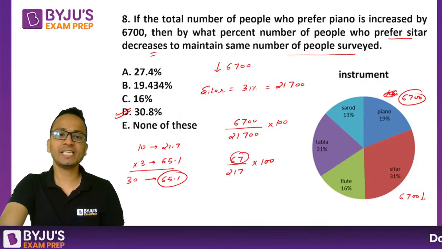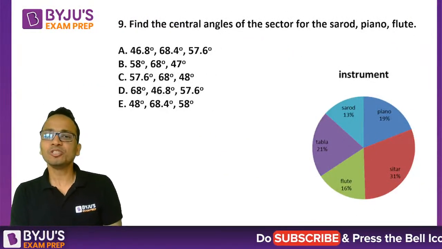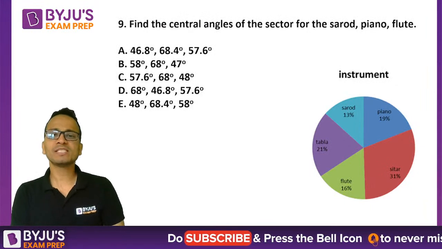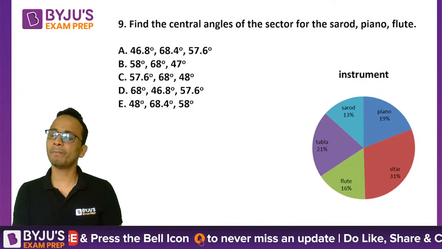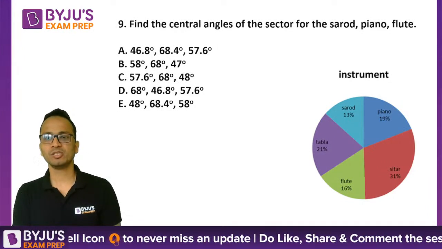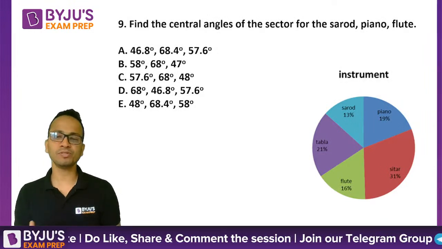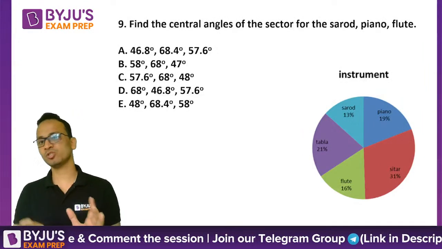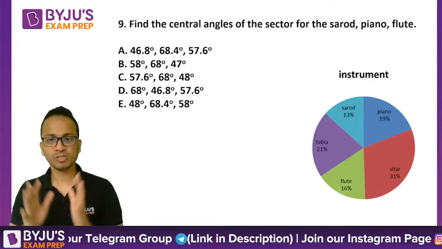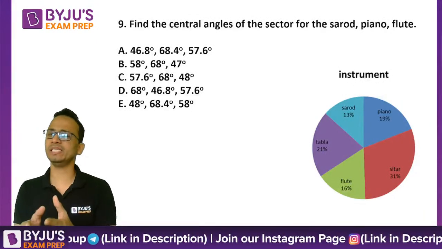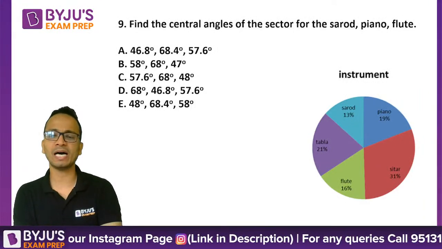ओके, चलिए नेक्स्ट क्वेश्चन पे चलते हैं. क्वेश्चन नंबर 9, एन इजी क्वेश्चन. You have to find out the central angles of the sector for sarod, piano and flute. So whatever percentages are given, you will have to convert these percentages को degrees में convert करना है. Okay, so need to convert percentages into degrees. अभी बहुत simple तरीका है इसको convert करने का. Let's see how many of you are able to do that.